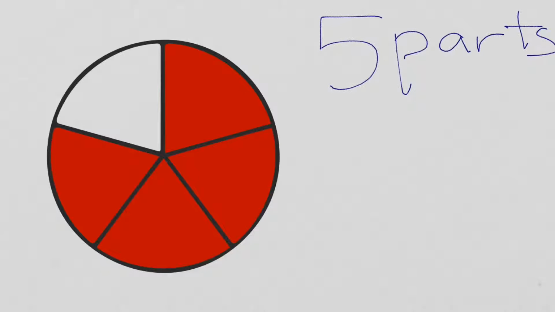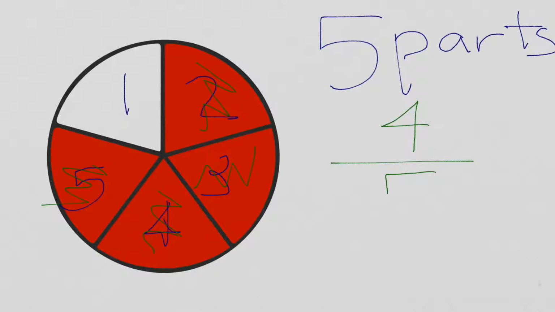Okay, I changed it up. How much of this circle did I shade in? Let's count. We have 1, 2, 3, 4, 5 parts, and I've colored in 1, 2, 3, 4 of them. That means I've colored in 4/5. Did you get the same answer?